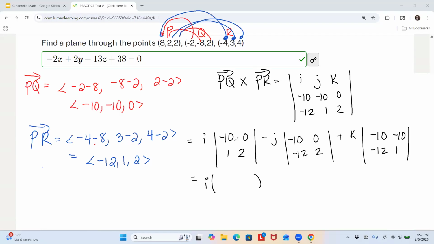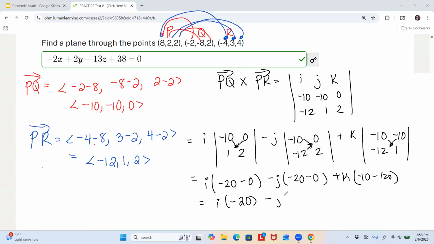So work that out. That would be I, always go crossways, so that's negative 20, always minus, go the other crossways, that's 0. Minus j, crossways is negative 20, always minus, that's 0. Plus k, crossways is negative 10, minus, that's regular 120. So we get I times negative 20 minus j times negative 20 plus k times negative 130. So our vector would be negative 20. Note that this is minus minus, so this would turn to 20 and negative 130. That is our normal vector.